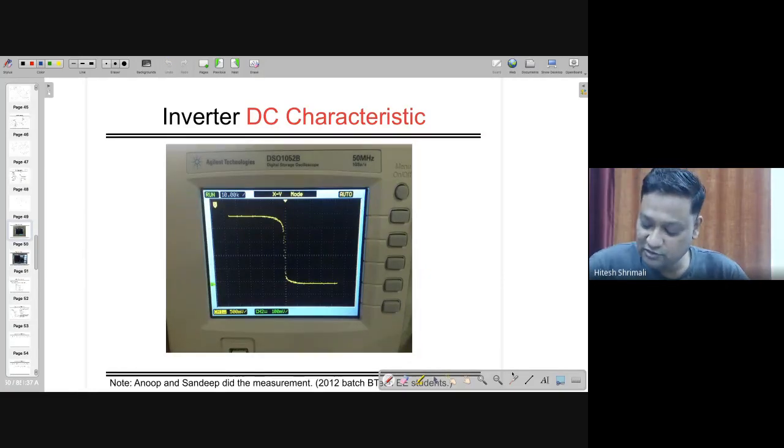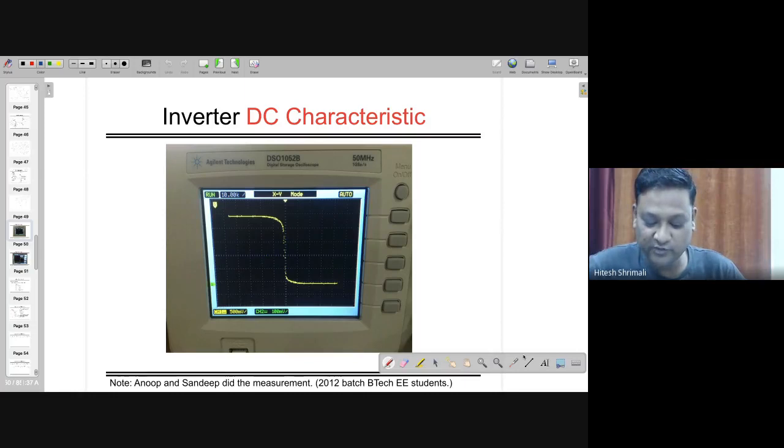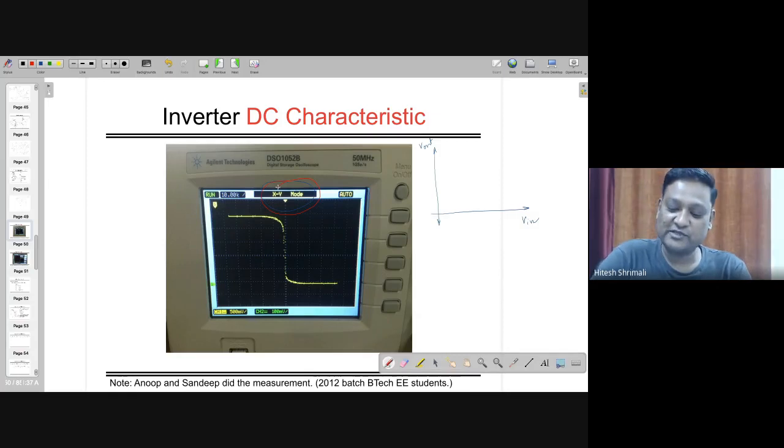Unfortunately, we cannot do that. Some of my students of the 2012 batch did this experiment, and note that when you are doing this experiment where you want to see V in with respect to V out, it's a small trick that you have to use the XY mode of operation. You cannot do it with channel X and channel Y in the normal mode, because both are with respect to time.